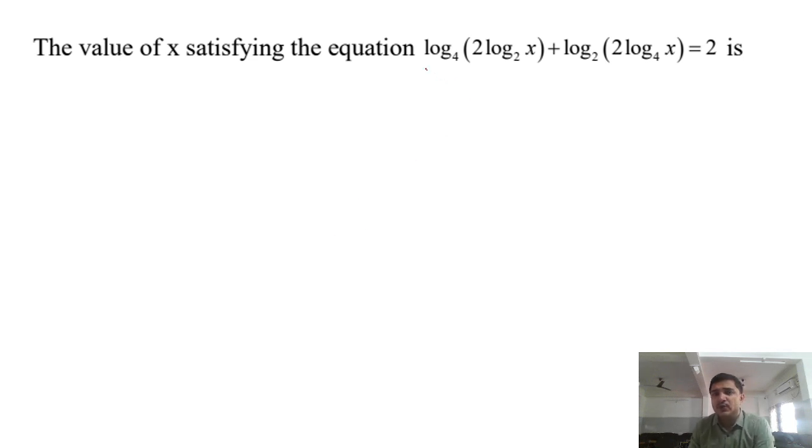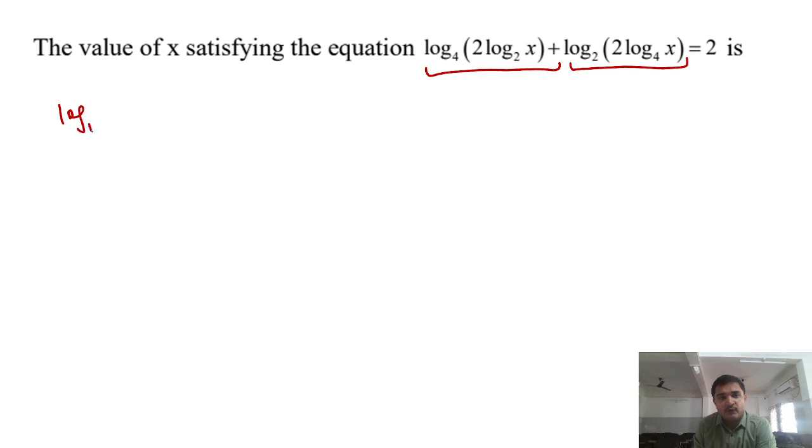Yes, first question. Those who want to practice by themselves can definitely pause the video and take 3 minutes to solve each question. Afterwards they can continue with the solution part. Okay, see this question, value of x satisfying this equation.